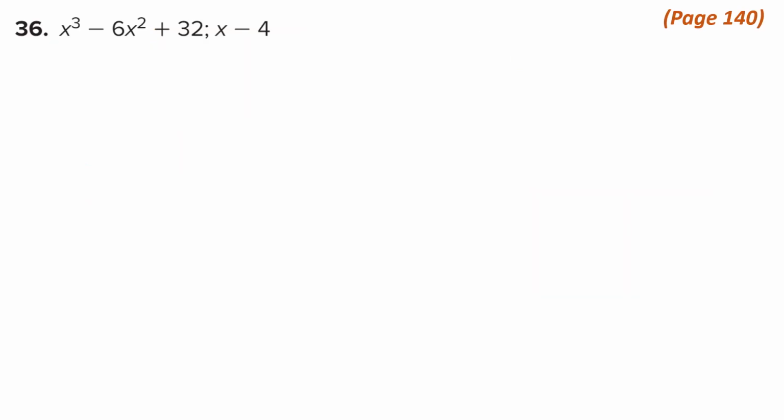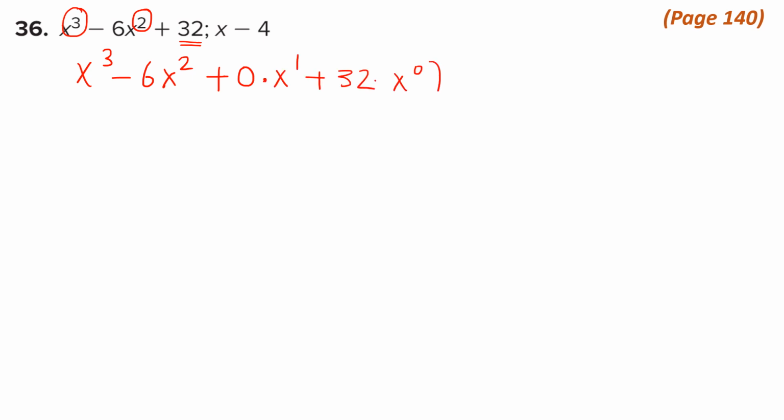Okay, so let's solve this question. Now, in this question, you have to be a little careful because if you look, the power is 3, then 2, and then the number. There is no power for 1. So we have to first change the question before we start synthetic division. So multiply with 0, x to the power 1, and then 32 x to the power 0. Now it is in standard form.